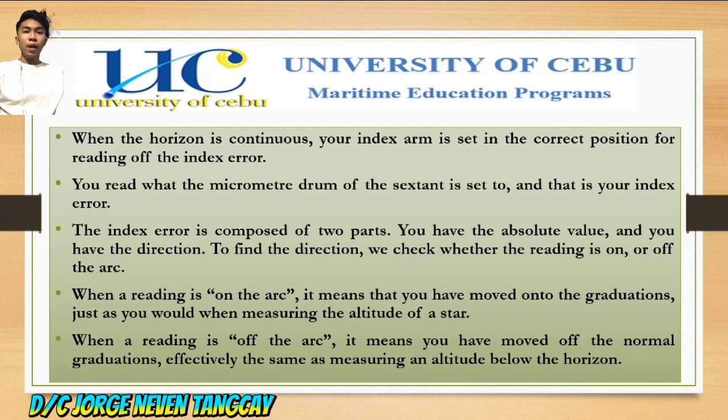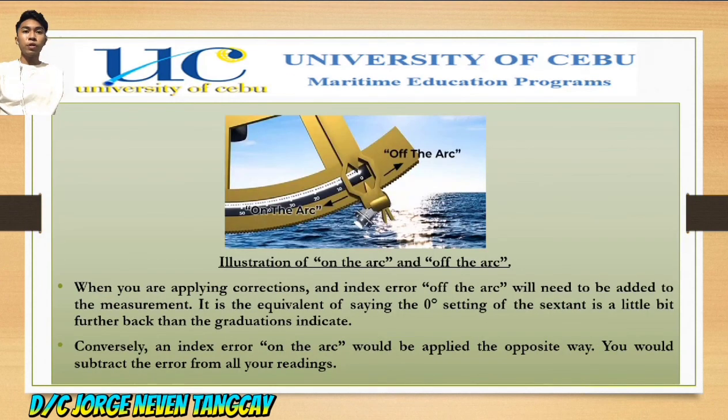We examine whether the reading is on or off the arc to determine the direction. So there are two directions, on or off the arc. When a reading is on the arc, it signifies you've moved onto the graduations, just like when measuring a star's height. When a reading is off the arc, it signifies you've deviated from the standard graduations, which is equivalent to measuring an altitude below the horizon. So here is an illustration of on the arc and off the arc.